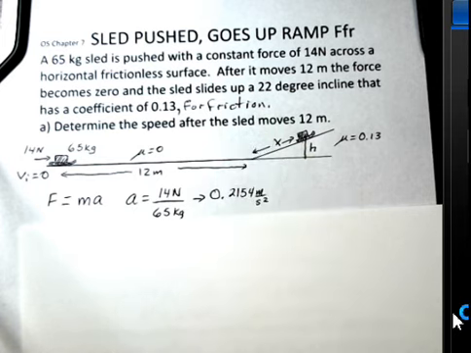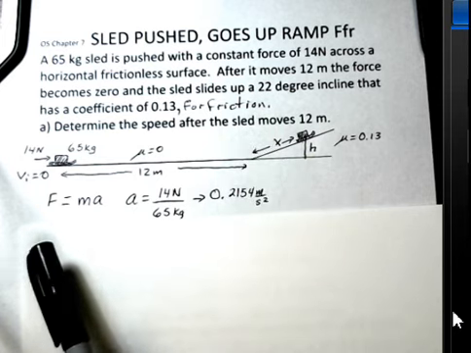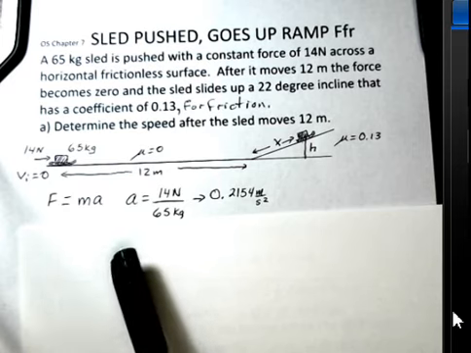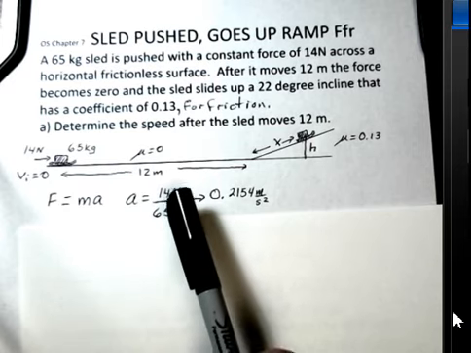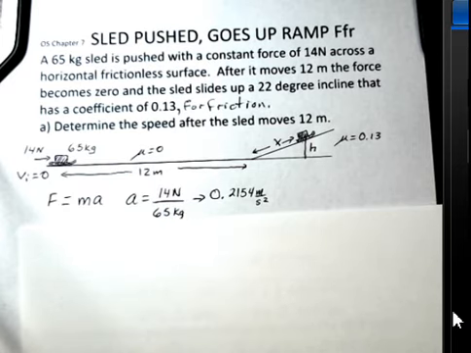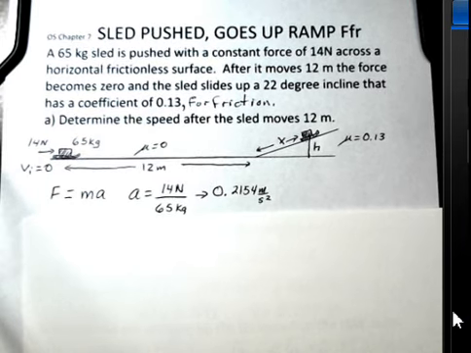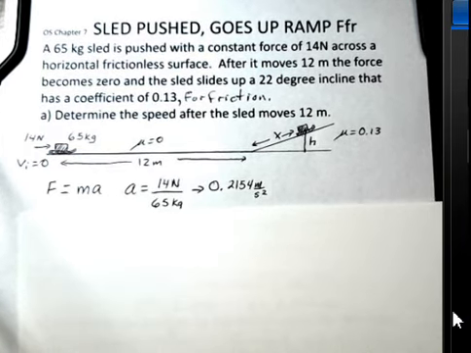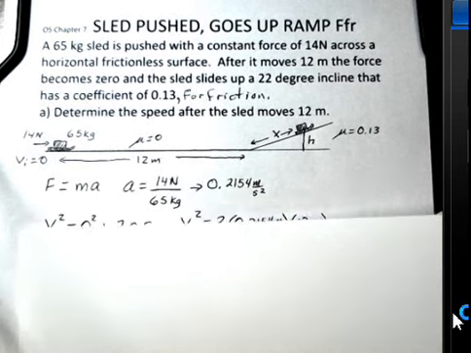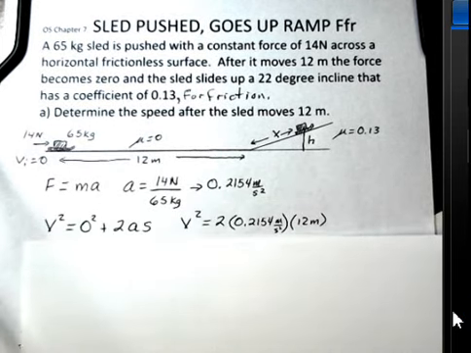To do the kinematic equation, force is not in those equations, acceleration is. So we first find the acceleration, 14 newtons divided by 65 kilograms, and that's 0.2154 meters per second squared. I tend to keep 4 digits at least in my intermediate answers. We'll round off more towards the end of the whole problem.